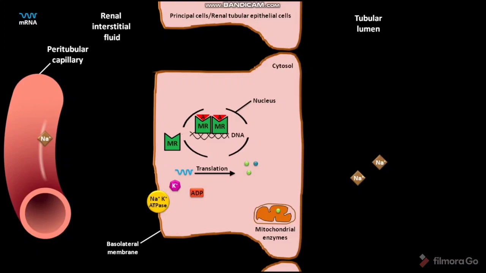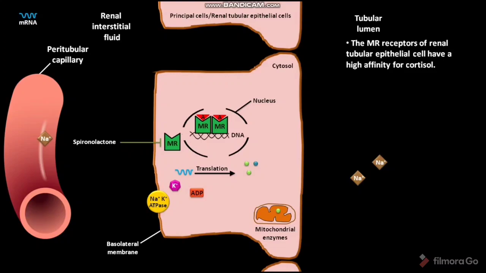A drug called spironolactone can antagonize the activation of MR or mineralocorticoid receptor. The MR receptors of renal tubular epithelial cell have a high affinity for cortisol. In the cytosol of renal tubular epithelial cell, the cortisol in presence of enzyme 11-HSD2 is converted to cortisone.